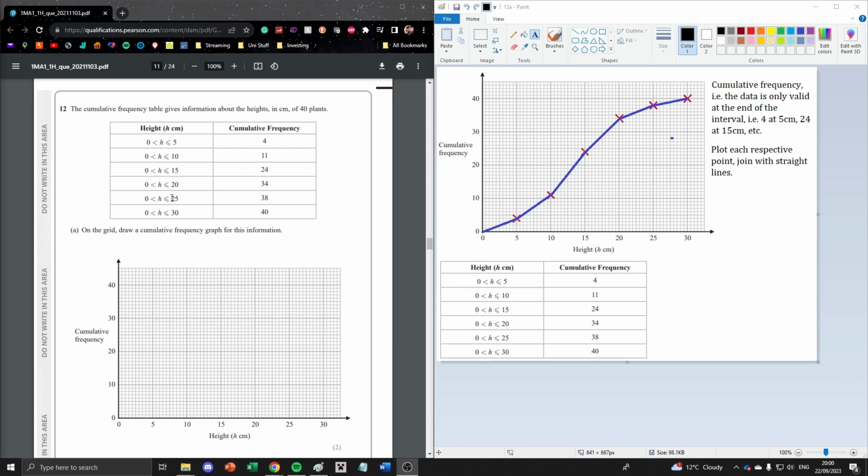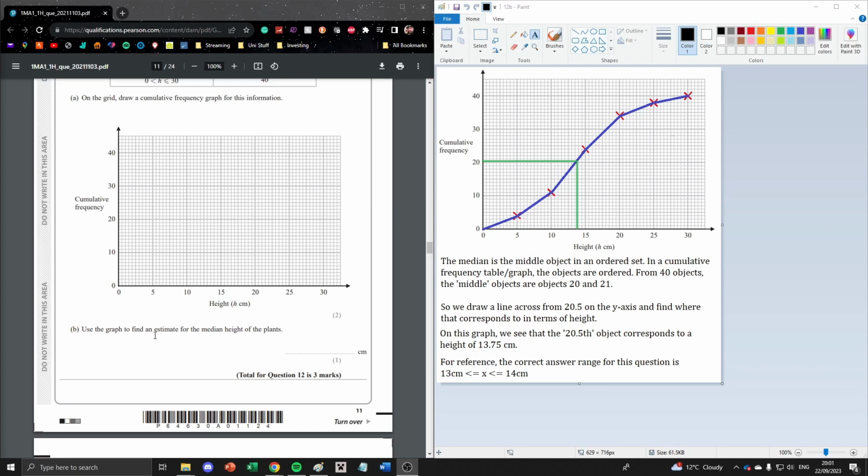And then from there, we're going to plot the end of each interval, so 5, 10, 15, so on, with the cumulative frequency of the same row. And that's because obviously only once we've looked at the entire interval can we be sure that we've looked at the height of every single plant in that cumulative frequency bit. So we're going to plot 5, 4, 10, 11, 15, 24, 20, 34, 25, 38, and 30, 40. And then we're going to link these points that we've just drawn with a line.